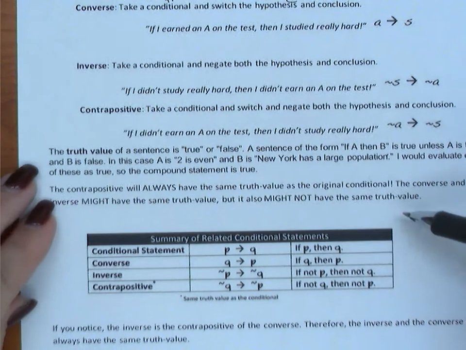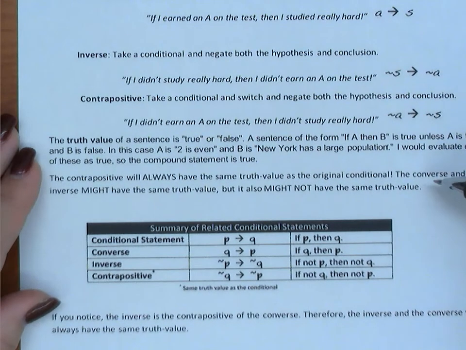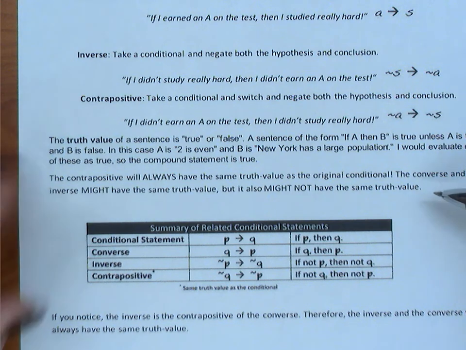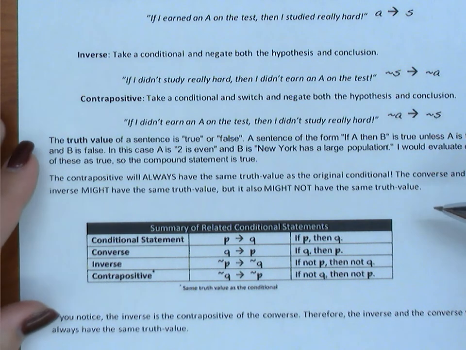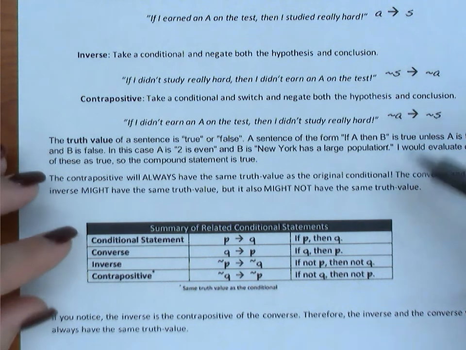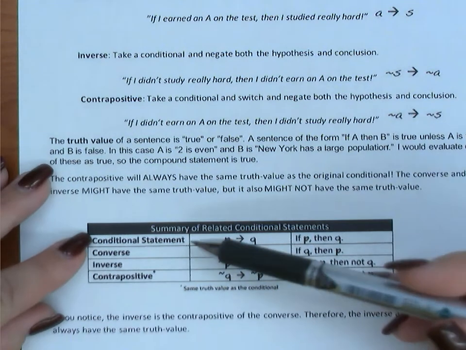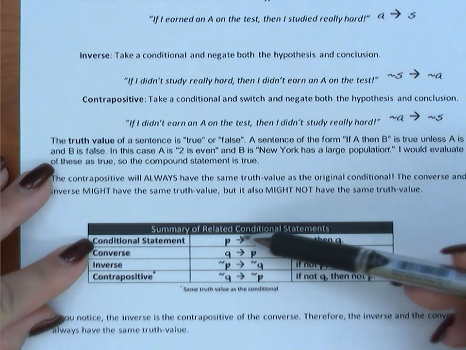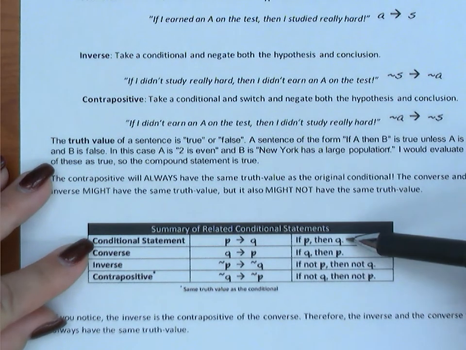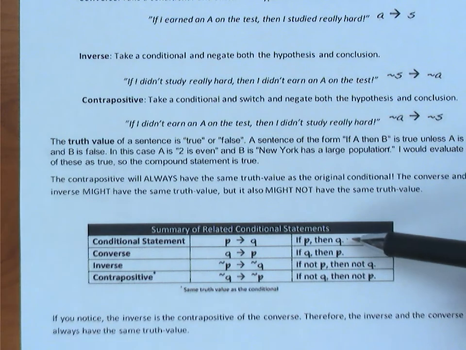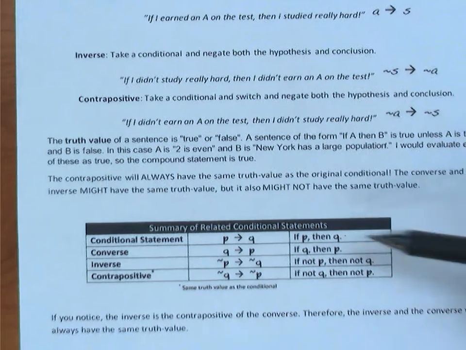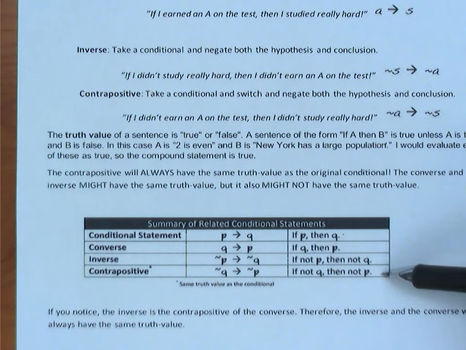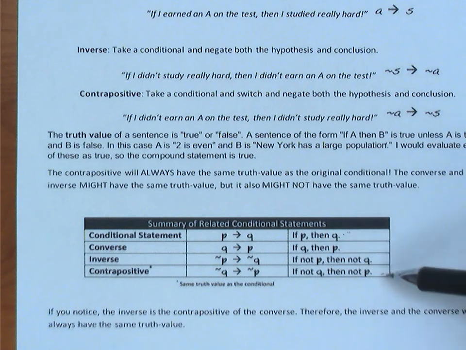Okay? Well, the contrapositive will always have the same truth value as the original conditional. So the converse and inverse might have the same truth value, but they also might not. Here's what I'm talking about. When I have a conditional statement, if P then Q, and this statement is true, then its contrapositive is going to be true. If this statement is false, then its contrapositive statement will be false. These kind of go together.